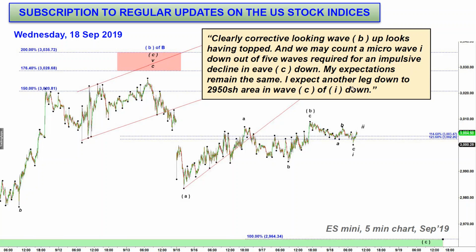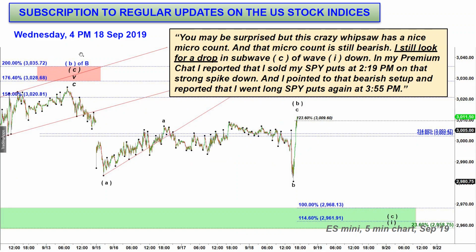I expect another leg down to the 2550-ish area in wave C or 1 down. So I kept telling my subscribers that we were going down. And in my premium chart, we used every single opportunity to add to our shorts. Wednesday, 4 p.m., we got a very impressive and promising drop.